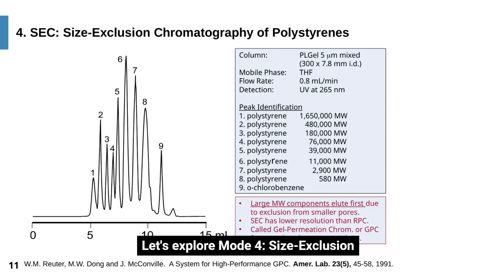Let's explore Mode 4, Size Exclusion Chromatography, SEC. This slide demonstrates SEC of polystyrenes. Larger molecular weight components elute first due to exclusion from smaller pores. SEC has lower resolution than RPC. It's also called gel permeation chromatography, or GPC, for organic polymer separations.